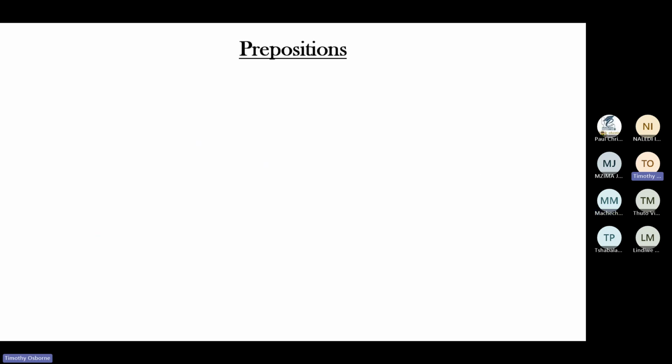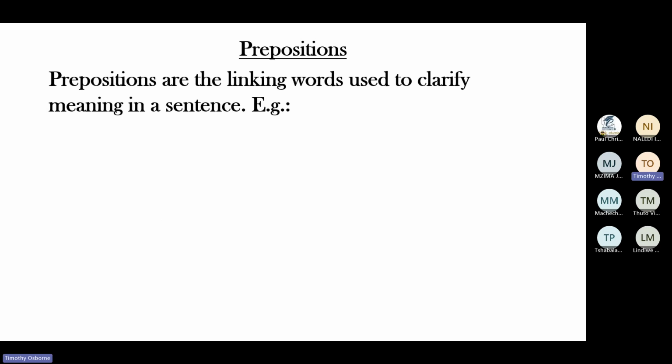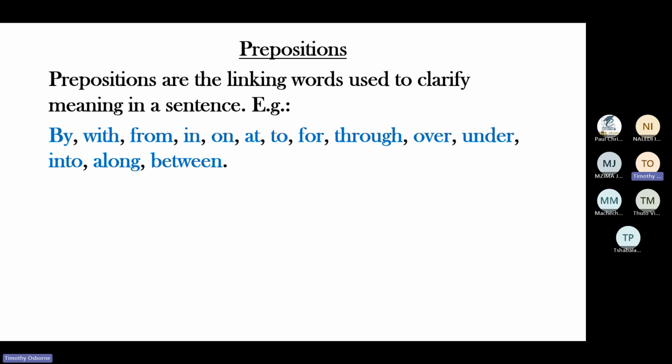Moving on to prepositions. Now, I've put a definition there, and I'm going to read you the definition. Prepositions are the linking words used to clarify meaning in a sentence. Now, the reason I've used that definition is because it's a simpler form than the one found in the dictionary, which is horrible. But there are some examples. We'll go through them quickly.